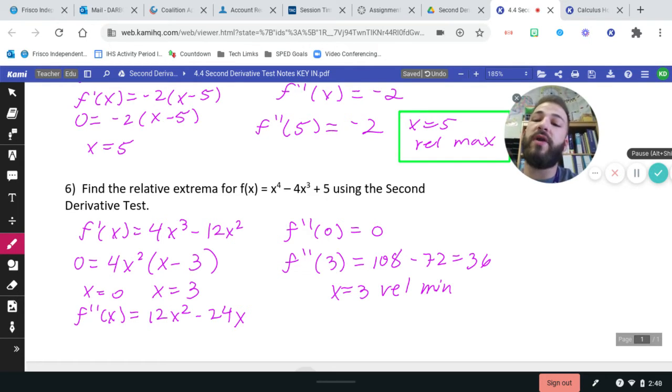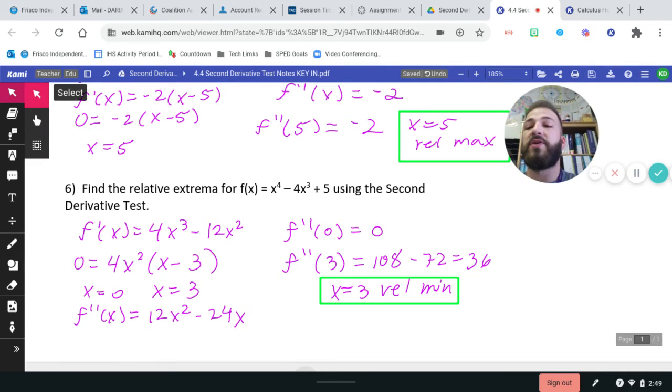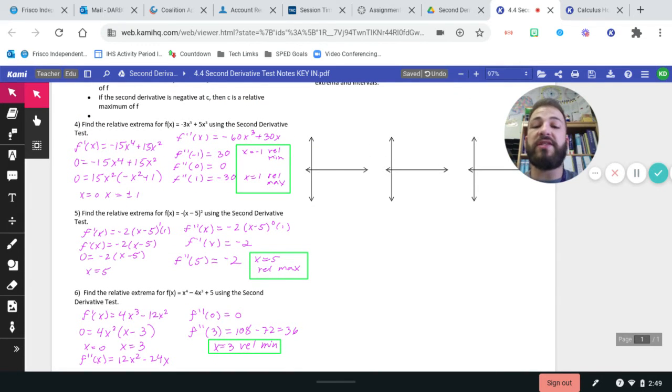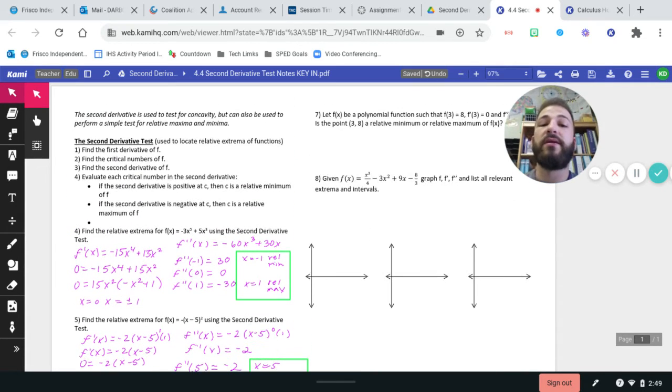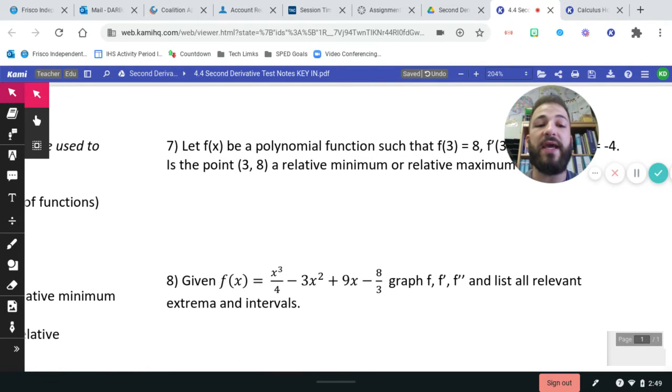So the nice thing is you don't have to find those test intervals and plug in random things. You're always plugging exact critical numbers into the second derivative when doing the second derivative test. Okay, so those are your basic ones. Here's the thing, use the second derivative test. Okay, number 7 is a question you might see on the AP exam.